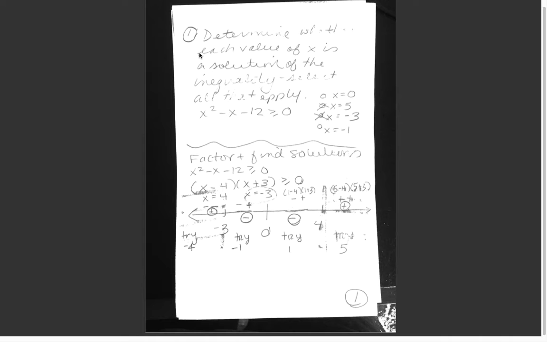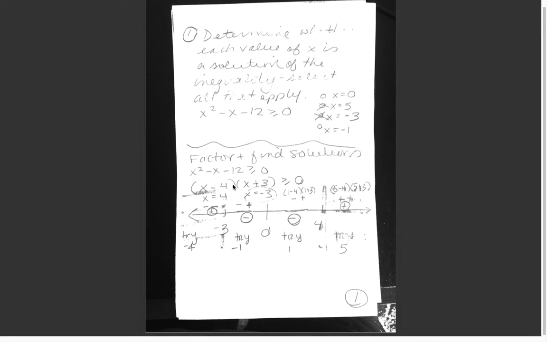It says determine whether each value of x is a solution of the inequality. Select all that apply. So the inequality is x squared minus x minus 12 greater than or equal to 0, and the four choices are listed here. If you've gone through the ebook and the notes, you should know that when you have a polynomial inequality, what you want to do is factor.